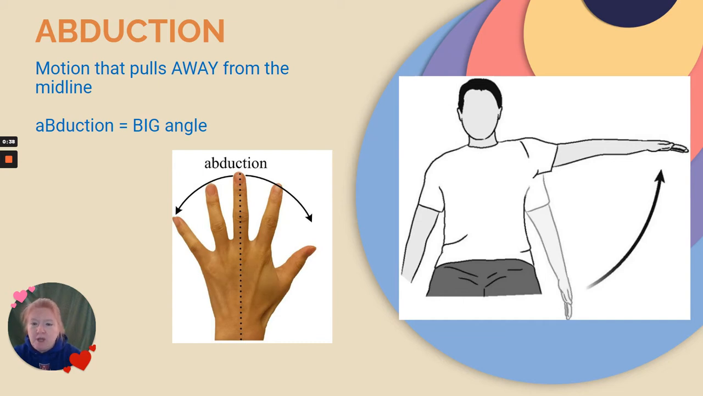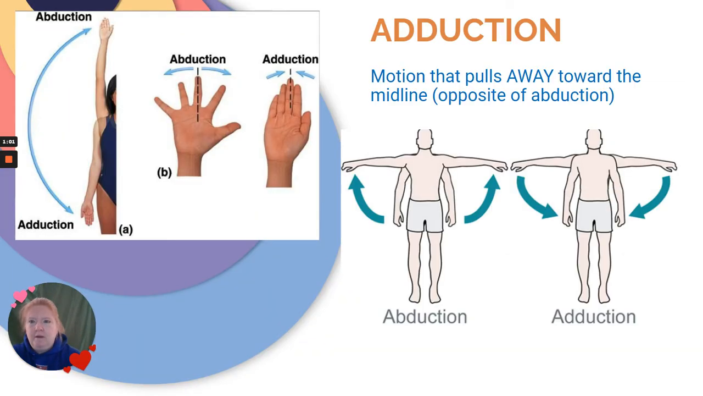So the first term we're going to talk about is abduction. So I remember it, ab makes a big angle. So in your hand, abduction. Okay, when you have your arm on the side here, raise it up, abduction, make a big angle. So it goes away from the midline, but I just remember it, abduction makes a big angle, okay?